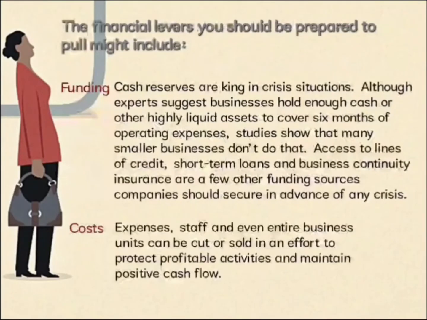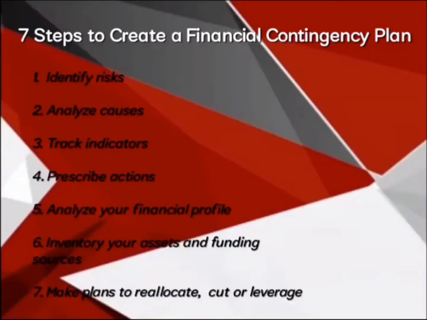Costs. Expenses, staff, and even entire business units can be cut or sold in an effort to protect profitable activities and maintain positive cash flow. So we have 7 steps to create a financial contingency plan.